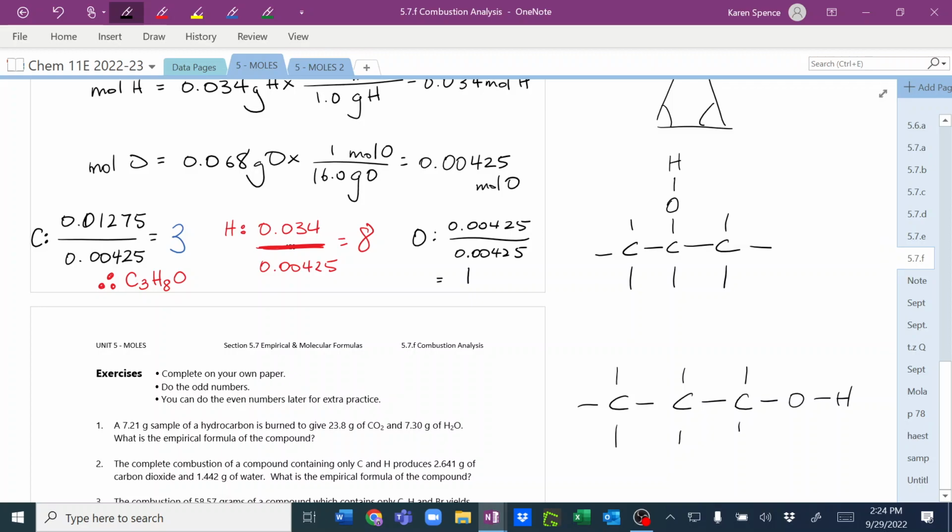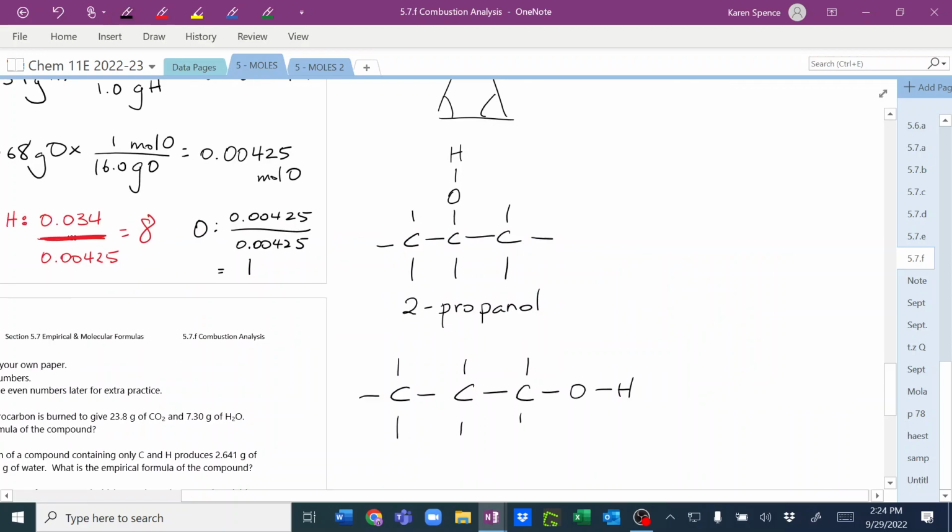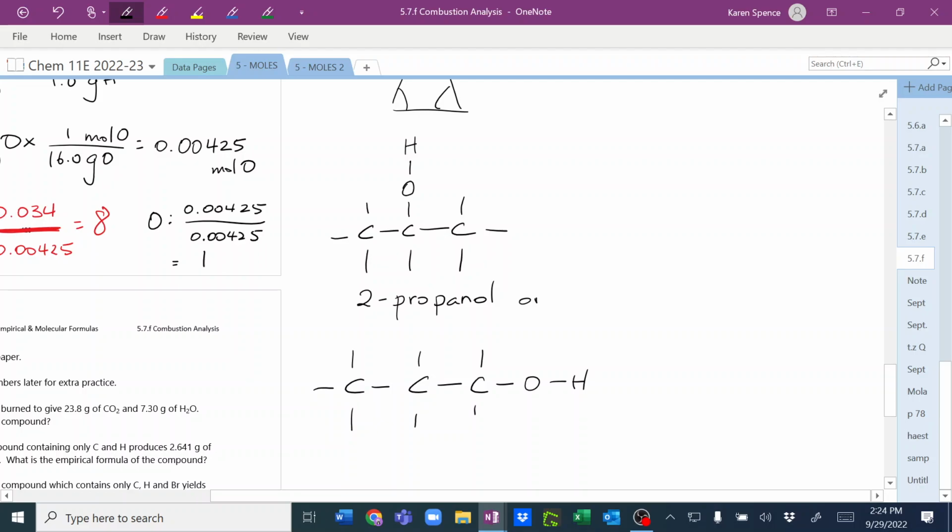So this is why the technical name is actually 2-propanol, or propan-2-ol. I don't know which is the most up to date. Last time I took organic chemistry was 30 years ago.